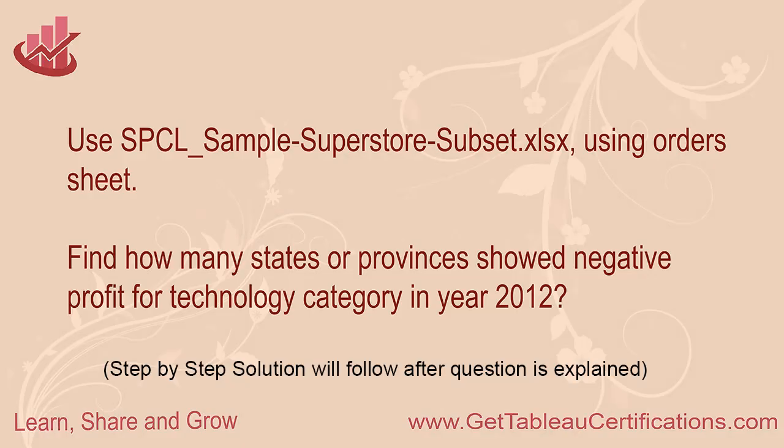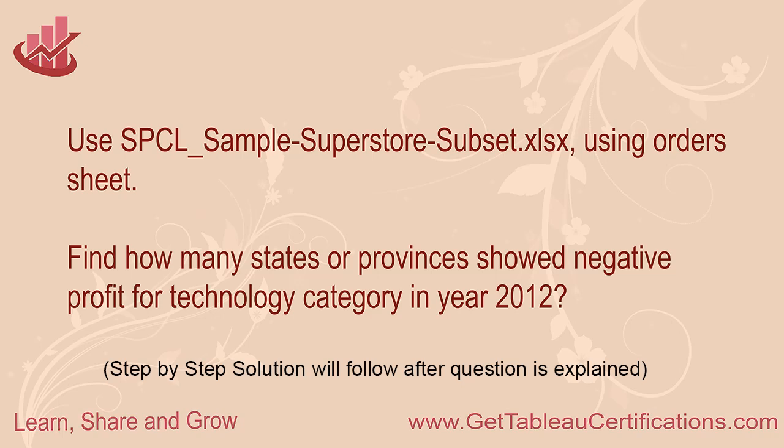Special sample superstore subset.xlsx using order sheet. Find how many states or provinces showed negative profit for technology category in year 2012. This question seems quite simple. They have asked to find how many states showed the negative profit.